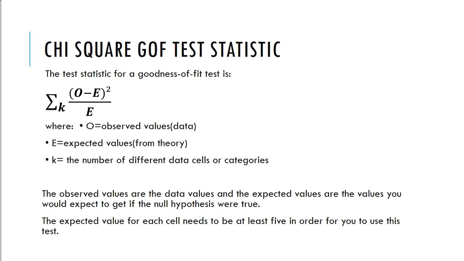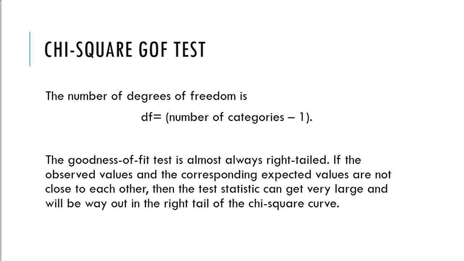So I'm really cautious now, but for what you're doing in this intro-level stats class, you don't need to worry about that. So the number of degrees of freedom, and I said this before, is degrees of freedom equals number of categories minus 1. I keep saying that because sometimes people get confused and use the sample size. So the goodness of fit test is always right-tailed.